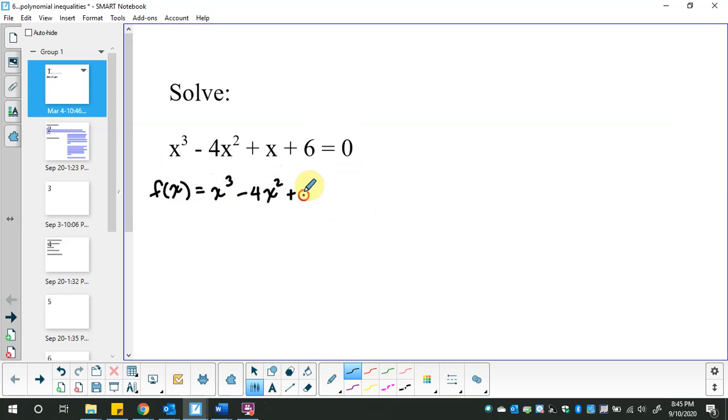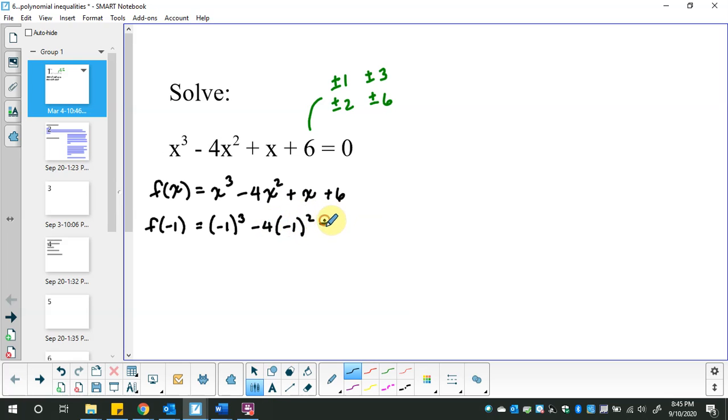And then I'm going to have to find a number that divides into 6 that will give us a 0. So if I look at this, 1 minus 4 plus 1 plus 6 is not 0, so 1 doesn't work. I'm going to take a wild guess and see if negative 1 works. Remember, you likely will not have to go through the whole list to find one. Get yourself a system.